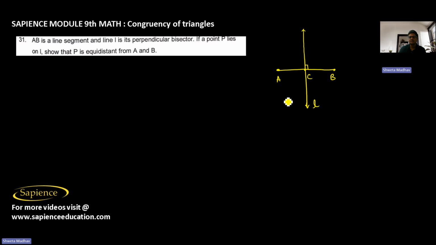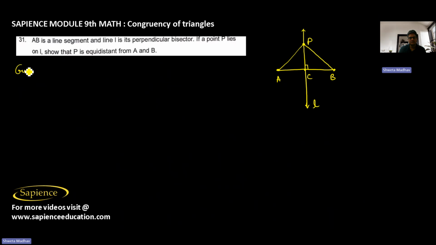So it means that L is perpendicular to AB, and C should be the midpoint of AB also. If a point P lies on L, show that P is equidistant from A and B. So it means I have to show that PA is equal to PB.